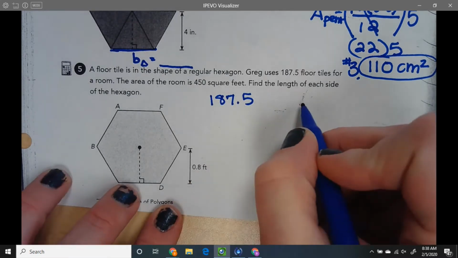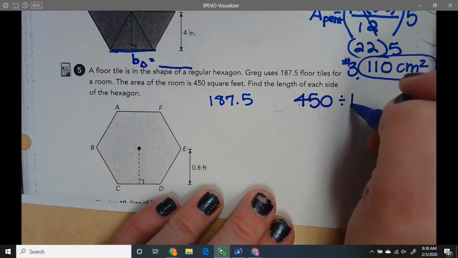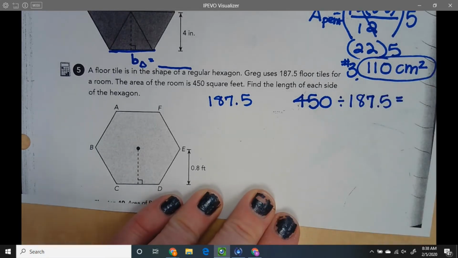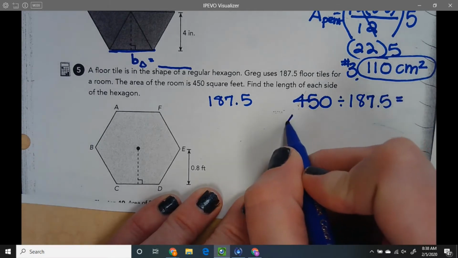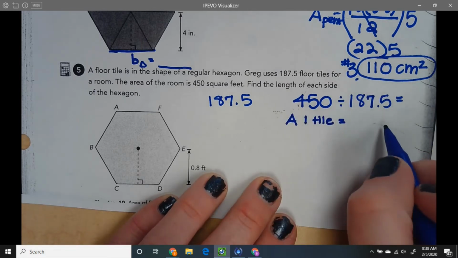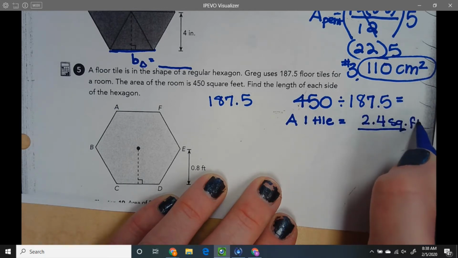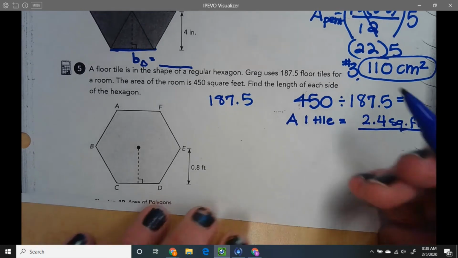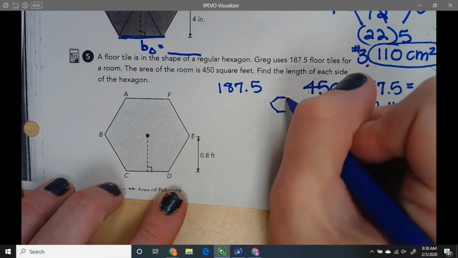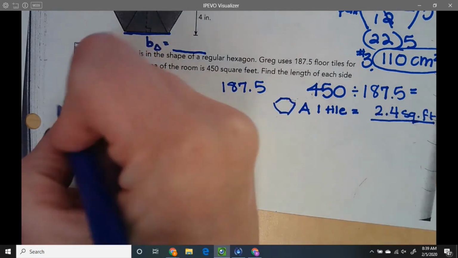So if I know my area, I can divide that by the number of tiles they used. And that will give me the area of one tile. So you should have found 2 4/10 square feet. So that's the area of this hexagon right here. You can label that over here if you'd like as well.